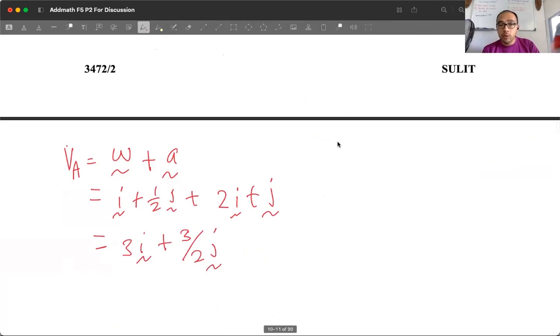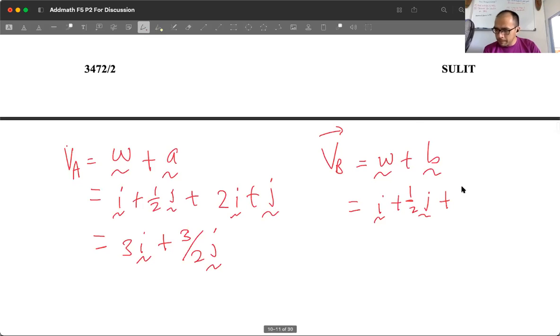Okay, and I will do the same thing now for my VB velocity. Okay, it is the water current plus the velocity of B. So I plus half J, plus 6I plus 3J. Okay, and this will give me 7I plus 3.5J, which is 7 over 2 J.